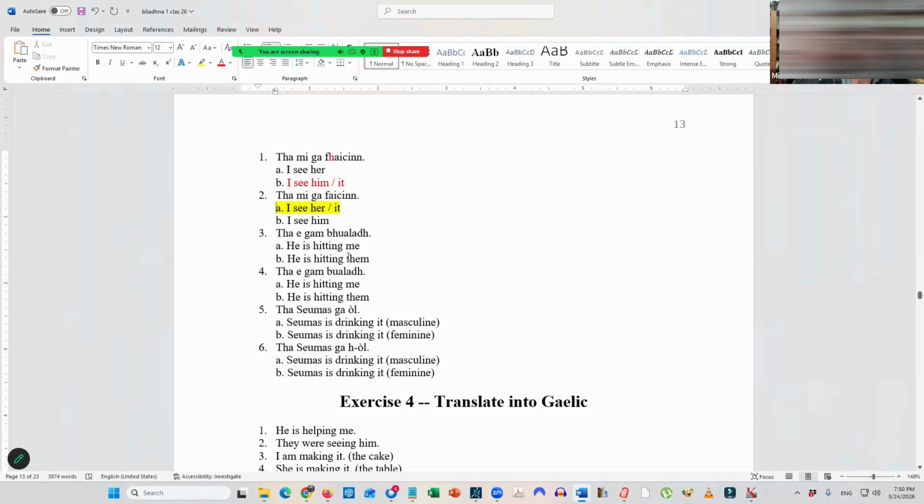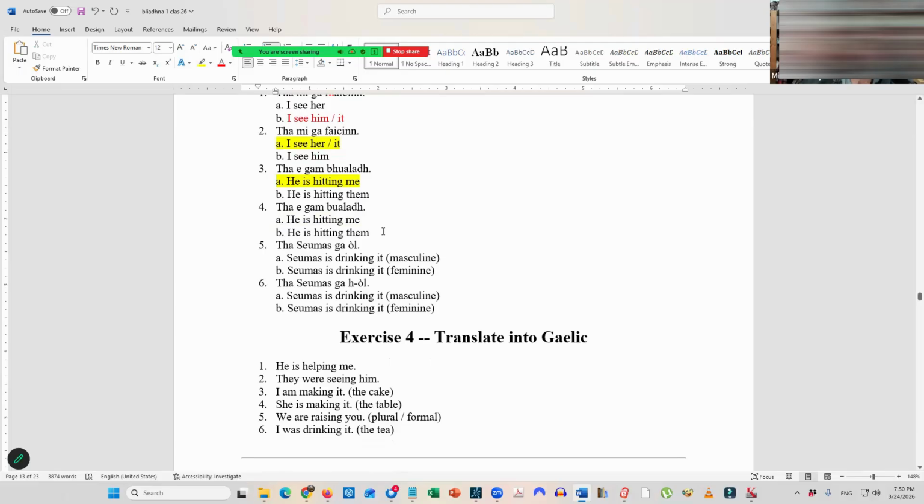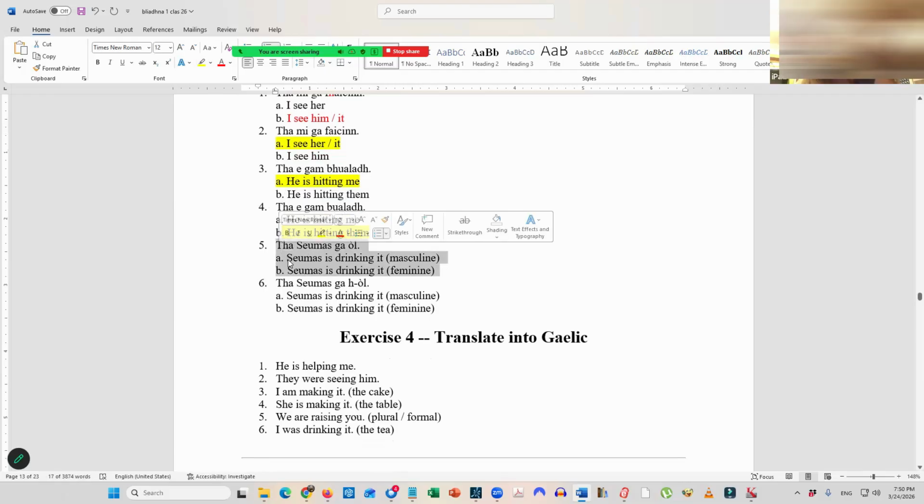"Hi gumvuluk," he is hitting me or he is hitting them? He is hitting me. Very good. "Hi gumbuluk," he's hitting me or he's hitting them? He is hitting them. Very good. "Hashemis gahol," he's drinking it masculine or drinking it feminine? Feminine?